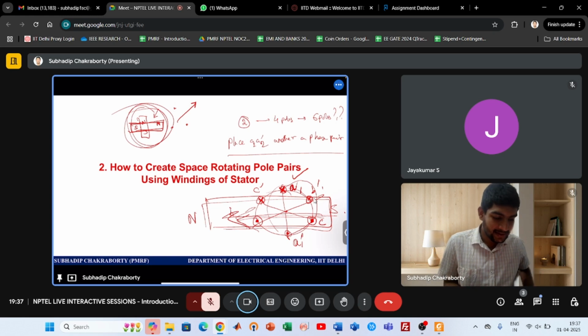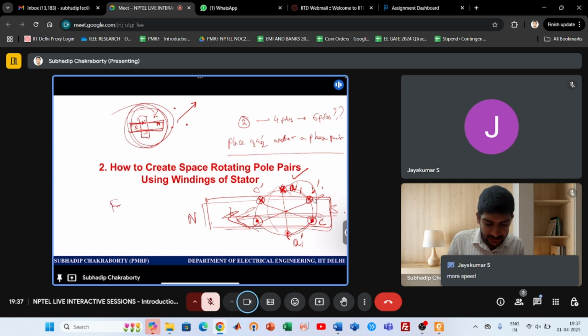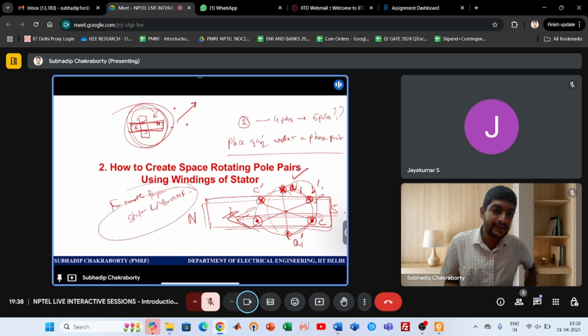Now can we go on doing this, increasing the number of poles to get more or less speed? Go on doing this, and the rotor will go on adjusting itself to the number of poles? Because we told for smooth torque, stator and rotor MMF should be stationary in space with respect to each other. But is there any limitation?